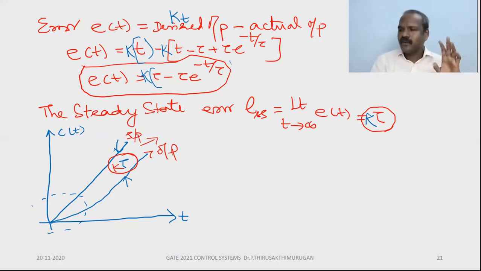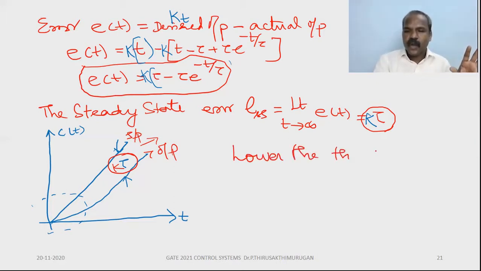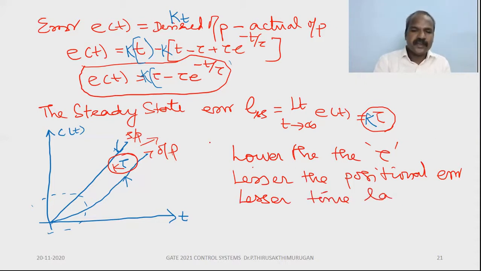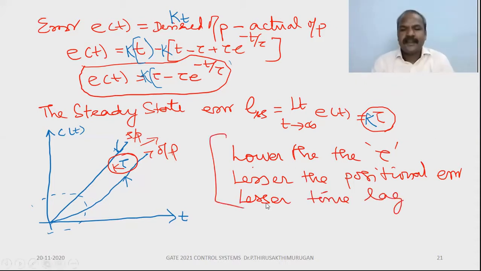It is also observed that the lower the time constant, the lesser the positional error, and also less lag. So the lower the time constant tau, the lesser the positional error and the lesser the time lag. Keep this in your mind, this is a very important point.